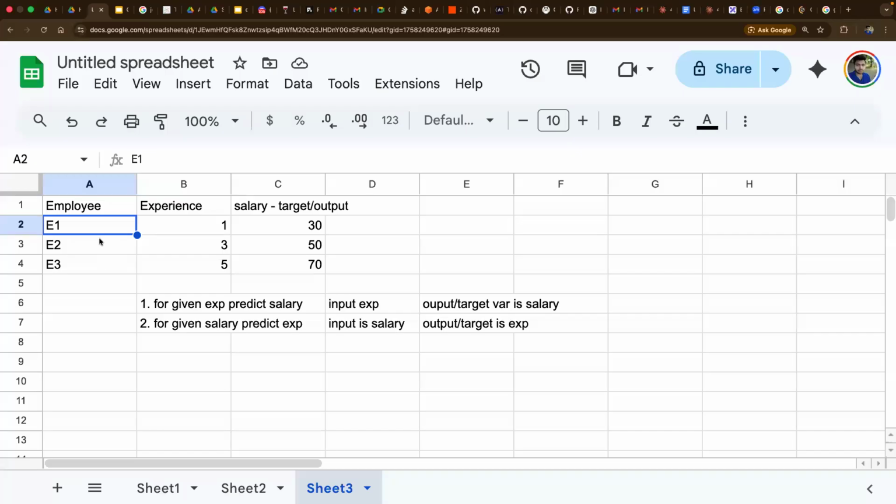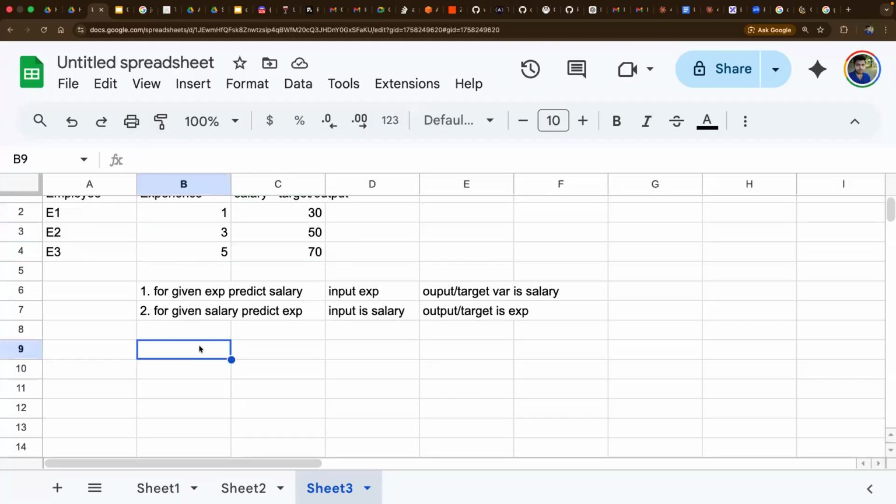Then calculate the output variable with those random initialized weights. Then what would be the error we calculate, and then we do the same for the second data point, and then we do the same error calculation for the third data point as well.